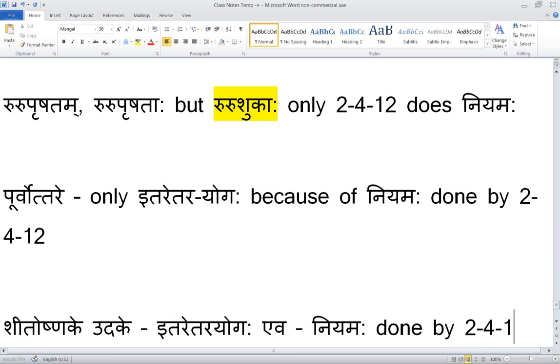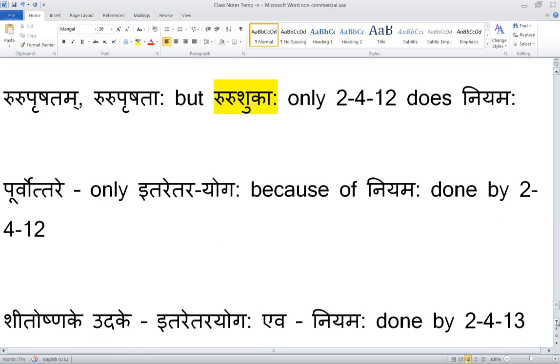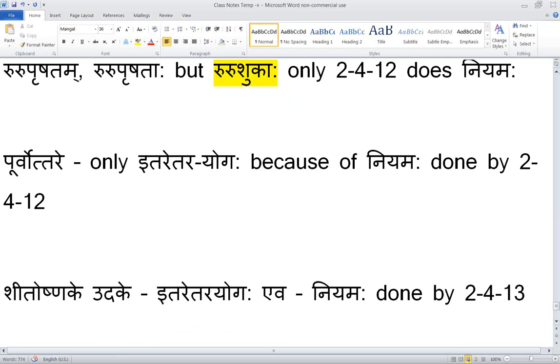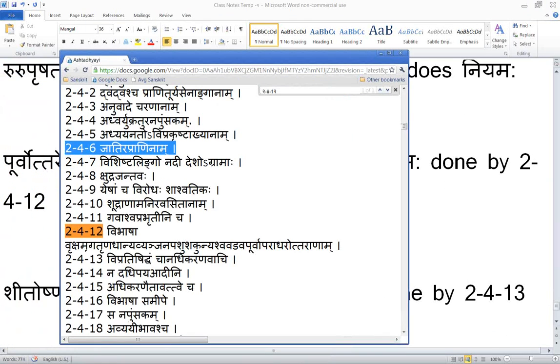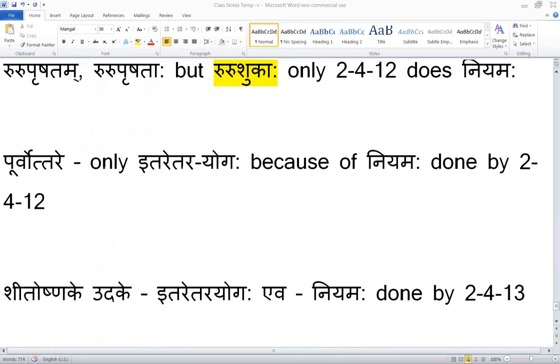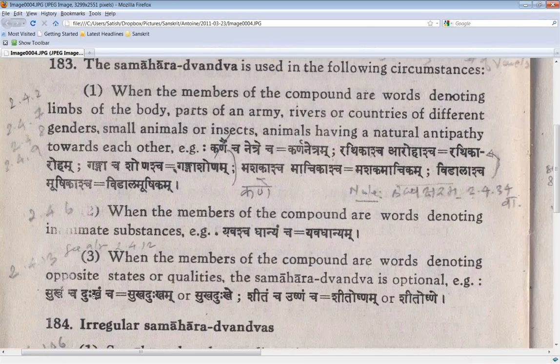So this is the niyamaha done by 2413. 2413 really is doing a niyamaha, telling you that if these opposite qualities are referring to a physical substance, then samahara cannot be done. You have to make only itaritara yogaha. Vipratishiddham chanadhikarana vachi. Dravyavachinam itaritara yoga eva iti niyamartham, shitoshne udake staha. Even though the book has given it like a vidhi sutram, it's a niyama sutram really. So this was already available to us: sukham dukkham, sukhe dukkhe, shitoshne, and so on.